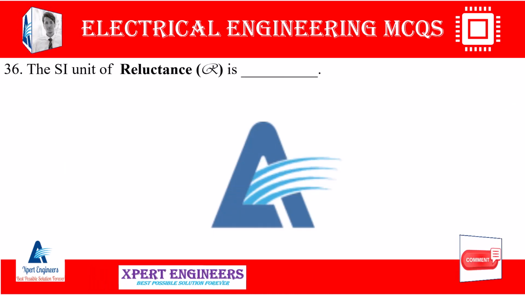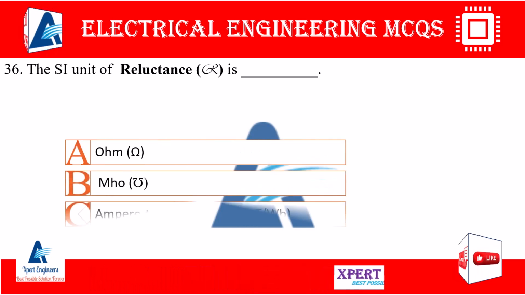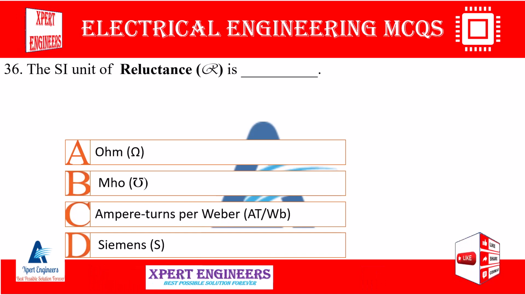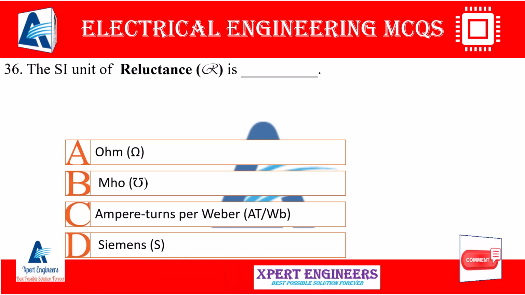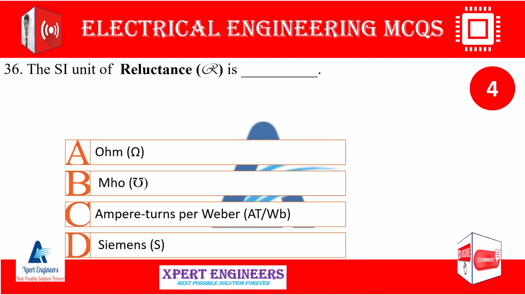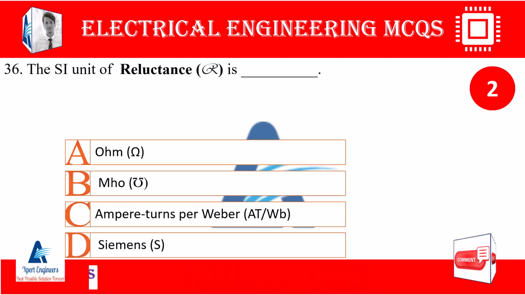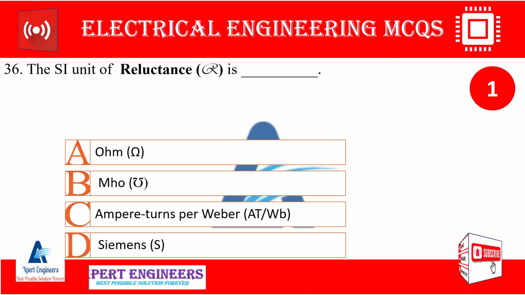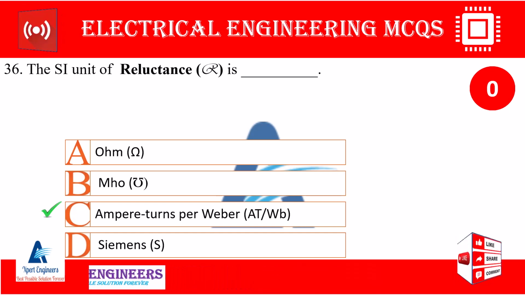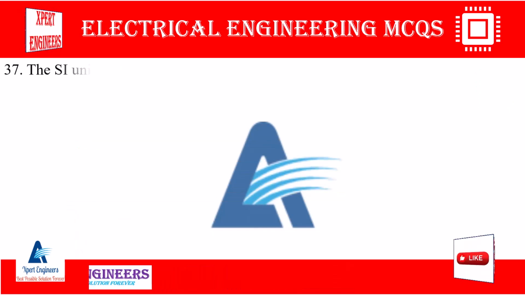Next is the SI unit of reluctance is dash. A, ohm, B, mho, C, ampere turn per Weber, and D, Siemens. The correct option is C, ampere turn per Weber. The SI unit of reluctance is ampere turn per Weber.